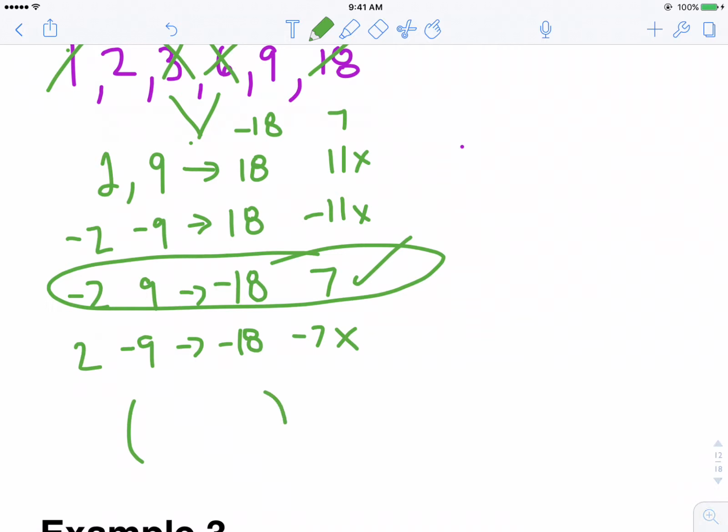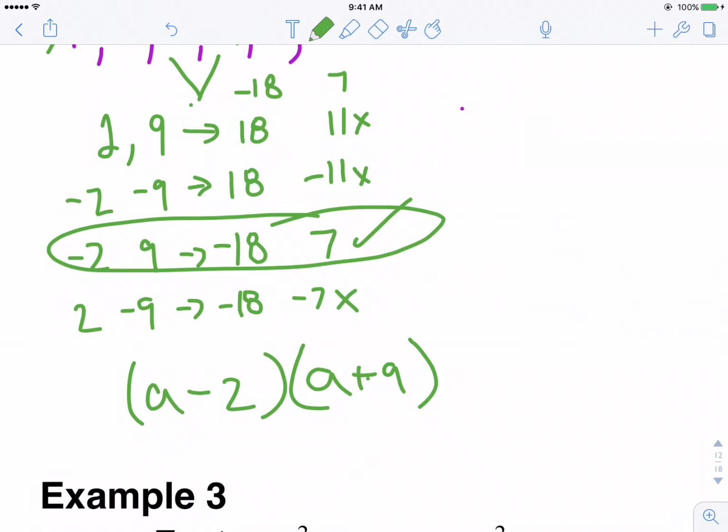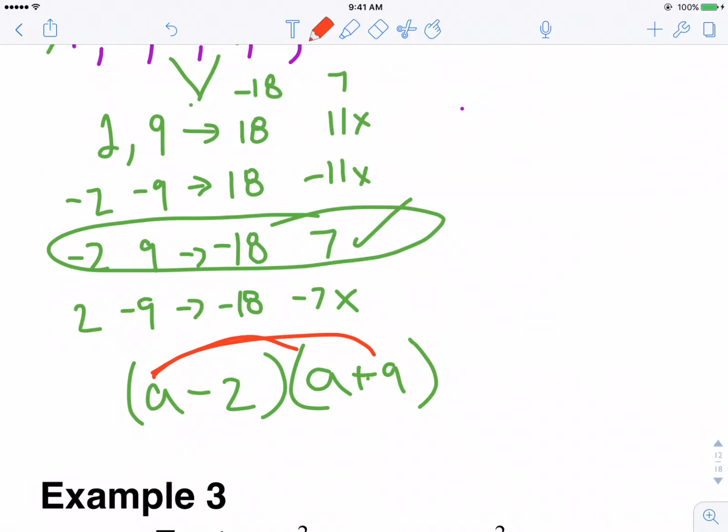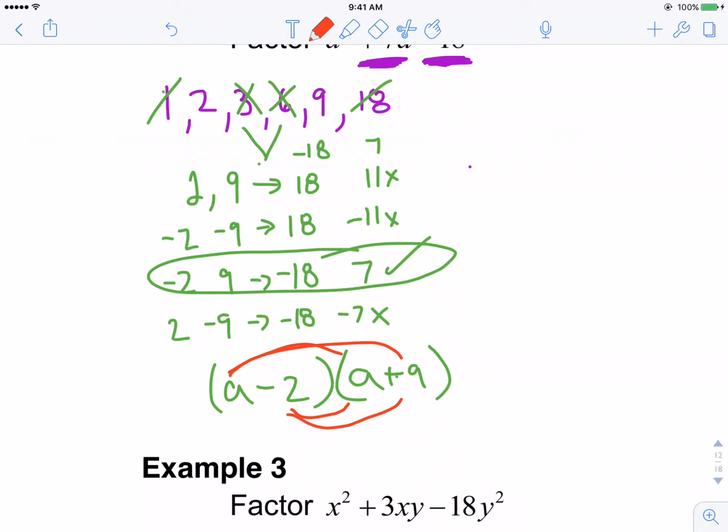Simply write a binomial bracket, put in an a, minus 2, and another, a plus 9. Let me write that a little neater. And again, a quick check, you could FOIL this out, first, outside, inside, last, or the distributive property, whichever one you're using, to see if you ended up with the correct answer. And you would be.